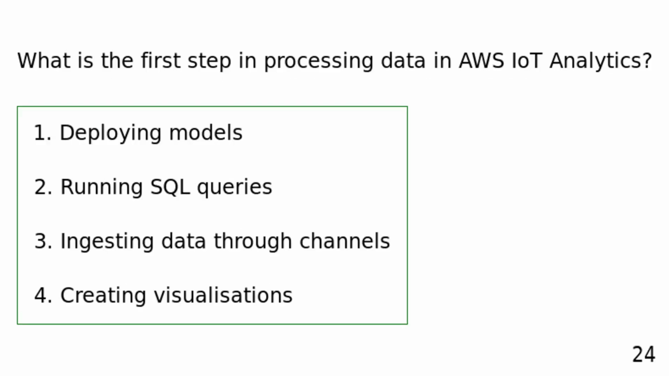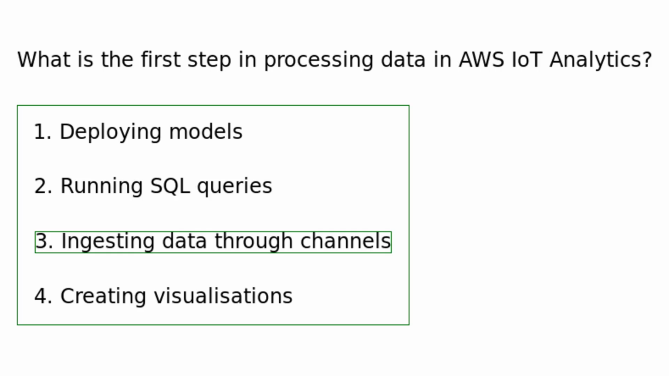What is the first step in processing data in AWS IoT Analytics? Deploying models. Running SQL queries. Ingesting data through channels. Creating visualizations. Ingesting data through channels is the first step in processing data in AWS IoT Analytics.